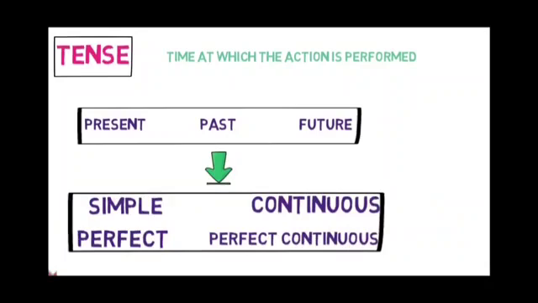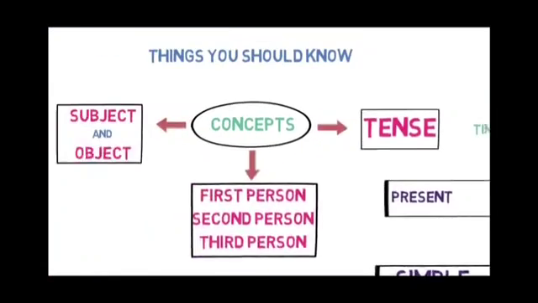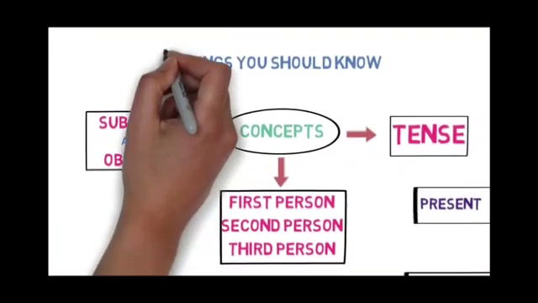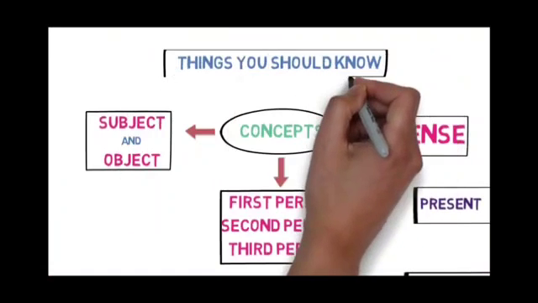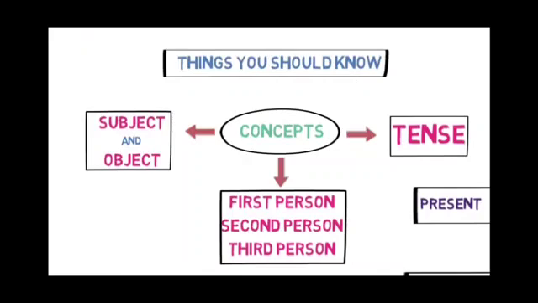These are the parts of past. Mainly we are changing the speech into past forms. That is why here past is discussed. Okay. So these are the things that you should know. You come to know about subject and object. You come to know about person. Now you come to know about tenses also.